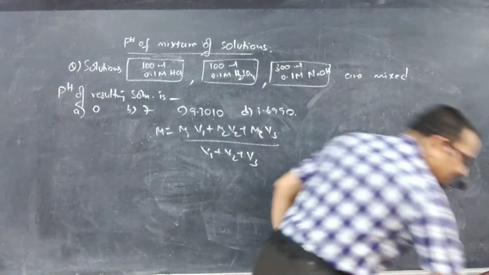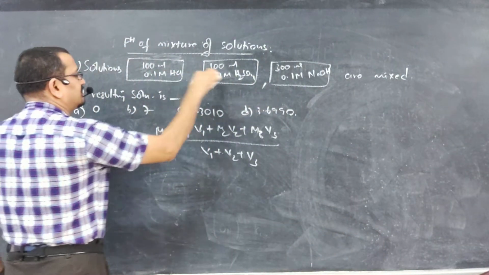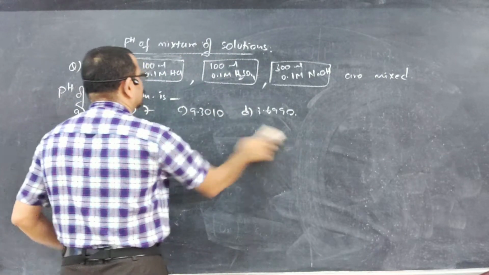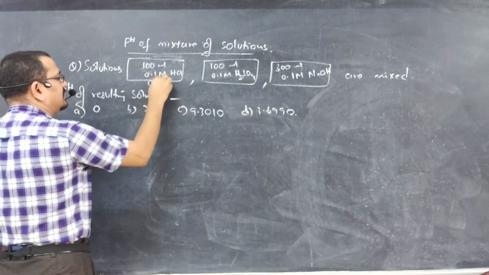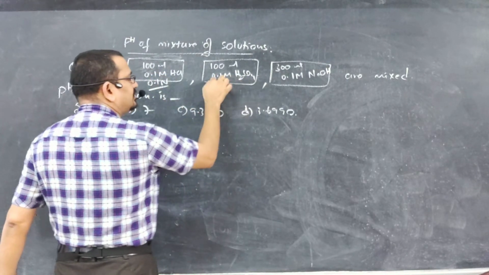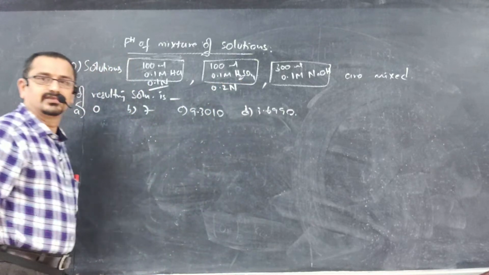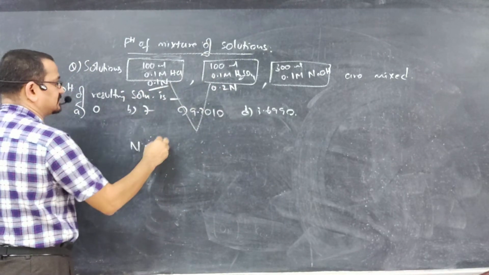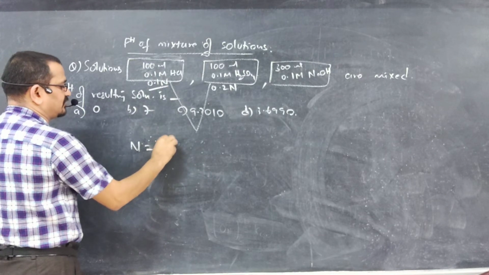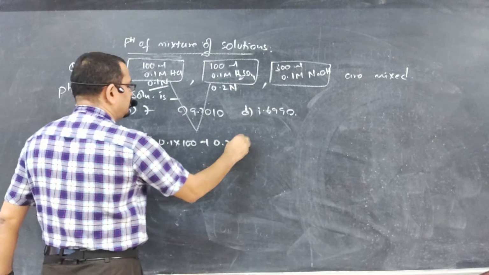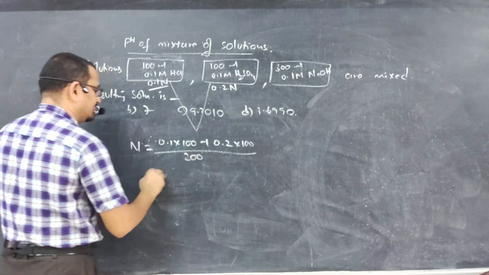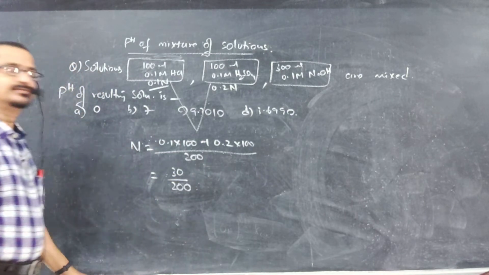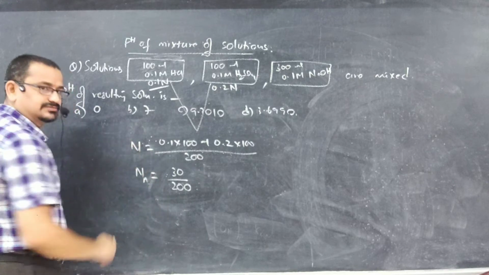Now what we have to do, first we have to find the normality of the mixture of acids and then treat it with the base. So this is not a valid concept. First we have to convert molarity into normality. This is 0.2 normal, this is 2 into 0.1, 0.2 normal. Right? First you find the normality of the mixture of these two. The resulting normality of the mixture of acid is equal to N1V1, N1 means 0.1 into 100 plus 0.2 into 100 by 200. That is 10 plus 20, 30 by 200. Right? This is the normality of the acid mixture.